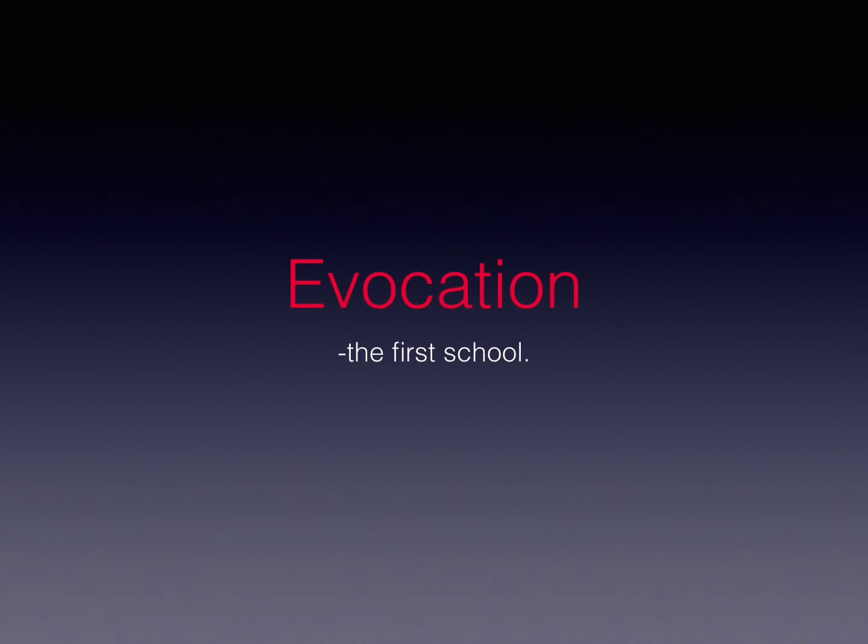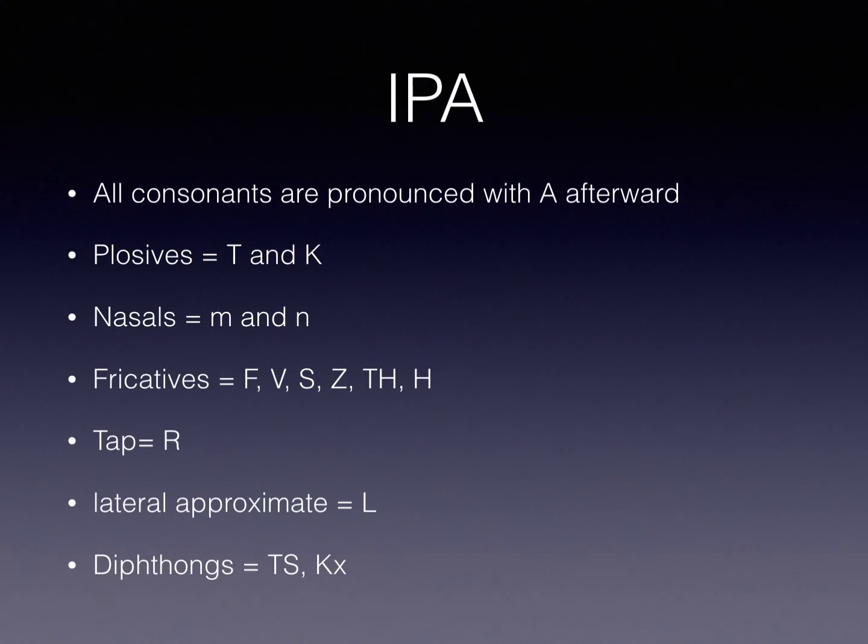I will make a disclaimer now. I am doing this conlang for the first time, so I am an amateur at this. But before we get started in evocation, I will share the IPA that I came up with. So for the IPA, all consonants in this are pronounced with ah afterwards.